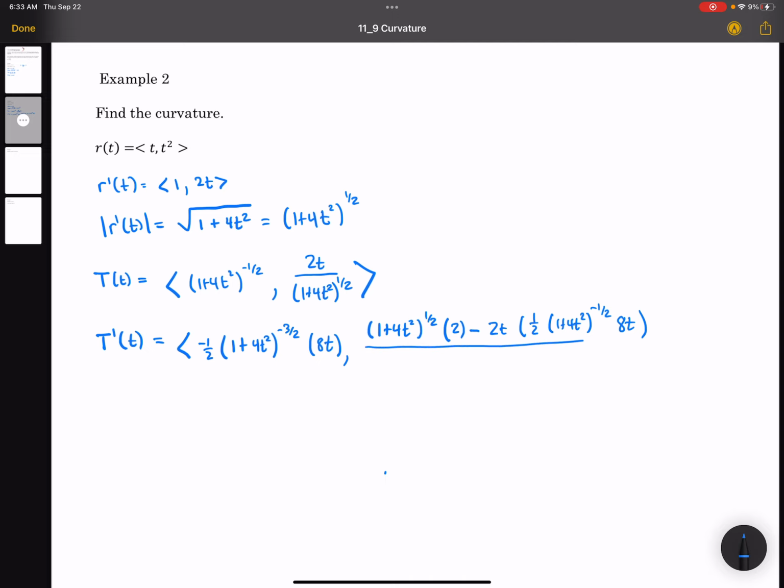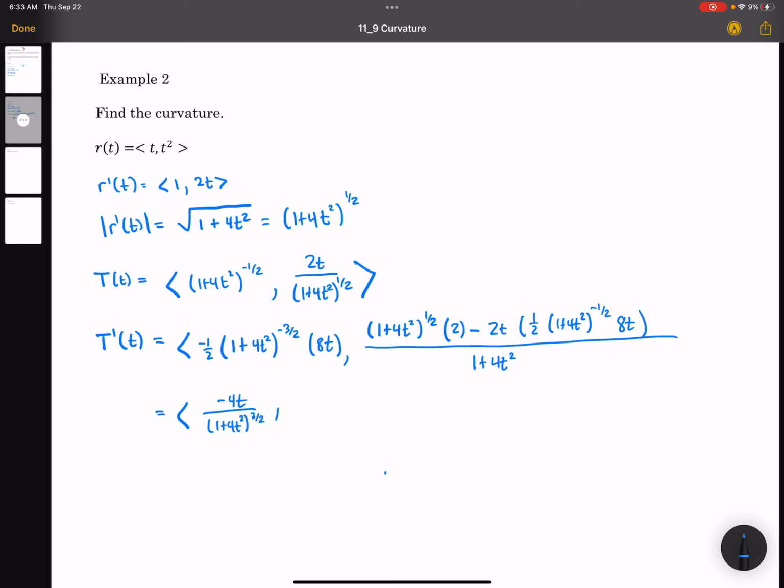And all of that is divided by the denominator squared, so really just 1 plus 4t squared. If we had to simplify this, it's not going to simplify to anything super nice, but it can look a little better. So for the first component, we're going to get negative 4t divided by (1 plus 4t squared) to the 3/2 power.